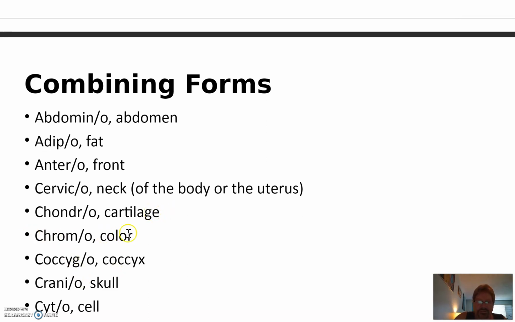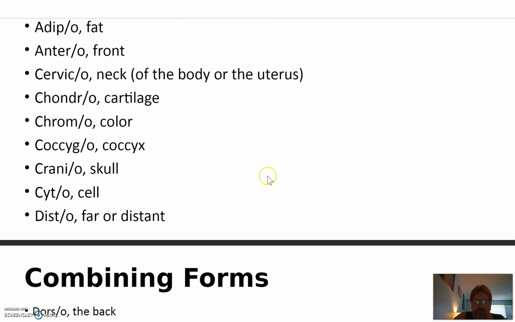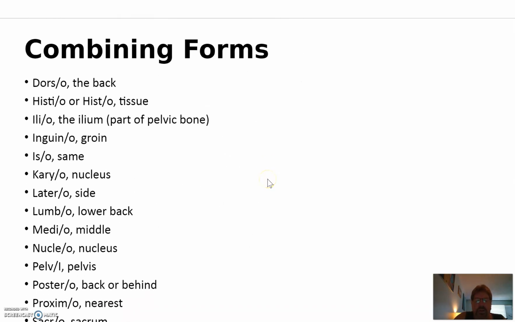Chromo means color. You don't really see that a whole lot. But coccygio is the coccyx bone, the tailbone. Cranio is the root word for skull. Cyto is the root word for cell. We mentioned that before. Disto, far, distant, or distal. Remember proximal and distal.